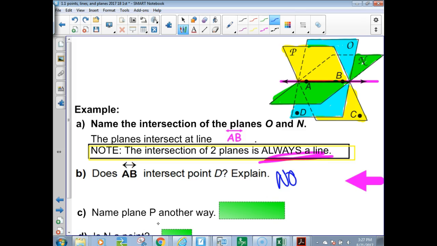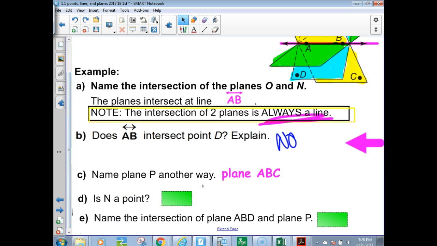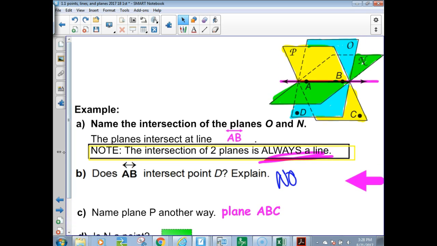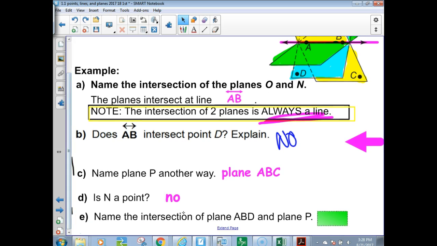All right. Name plane P another way. So you've got to look at plane P. This will be our last question. I need three things that are actually in the yellow zone. Yep, A, B, and C. So you can name it plane ABC. And just let me get these two finished. Is N a point, guys? From what I've talked to you about today, is N a point? All right, good. No. Thank you for listening. You should know that if you were listening. Name the intersection of plane ABD and plane P. It's every one of them, it's the same answer. It's line AB.